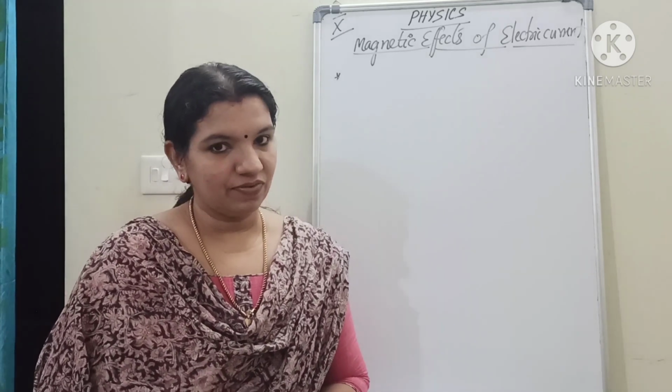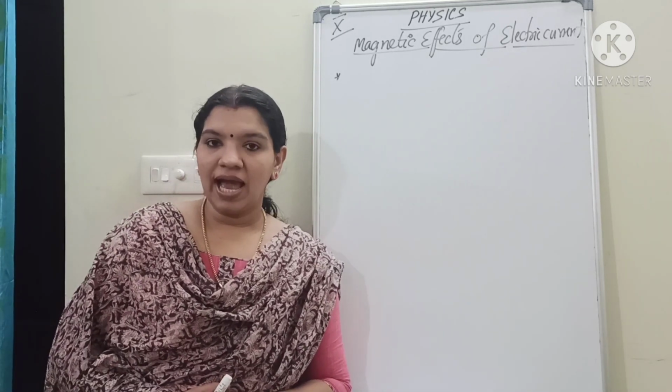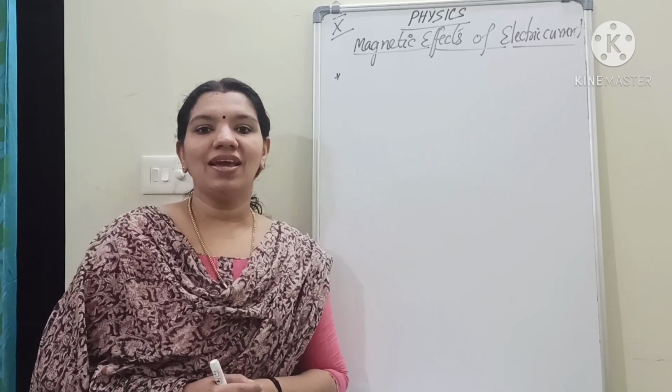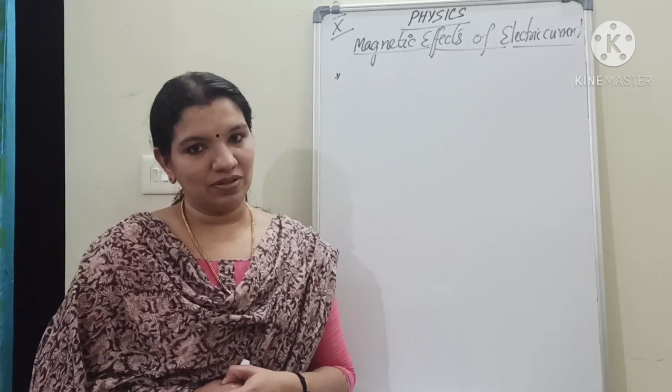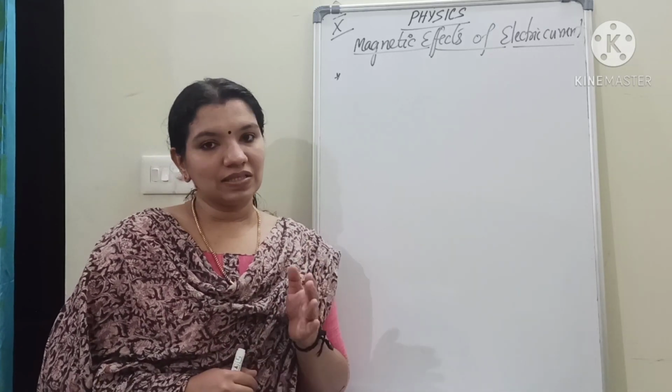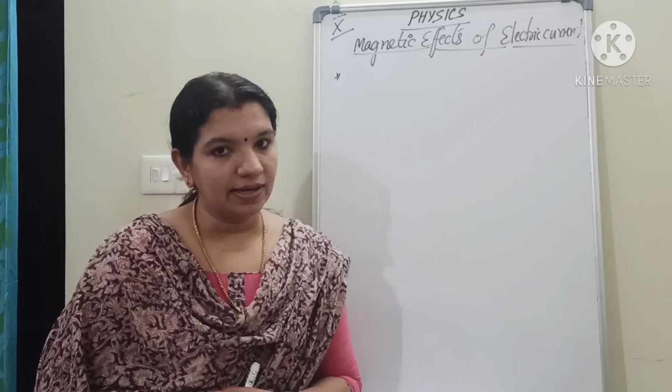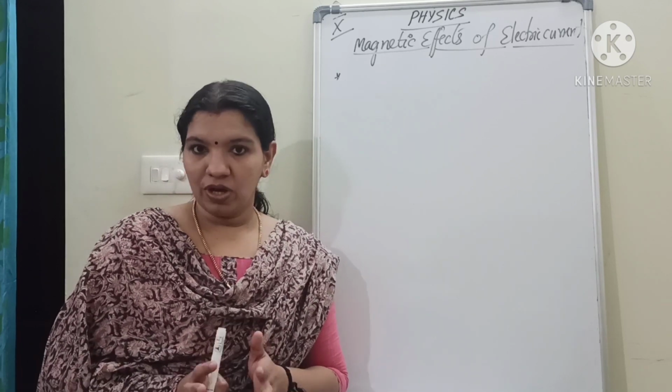Today we are moving to the balance of the chapter, magnetic effects of electric current. We already had two classes. I hope you understood and read the text thoroughly so that we can move to our next topic. In the last class we discussed the magnetic field due to a straight current carrying conductor. Hope you are clear with that.